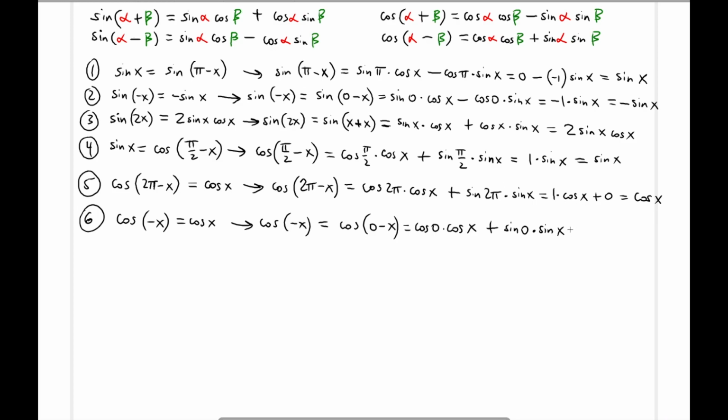All right, so what are we going to have? Cosine of 0 is 1, so it's just 1 times cosine x. Because of the sine of 0, everything in the second term is 0, right? So that 1 times cosine x is cosine x. Bingo, so we showed that.